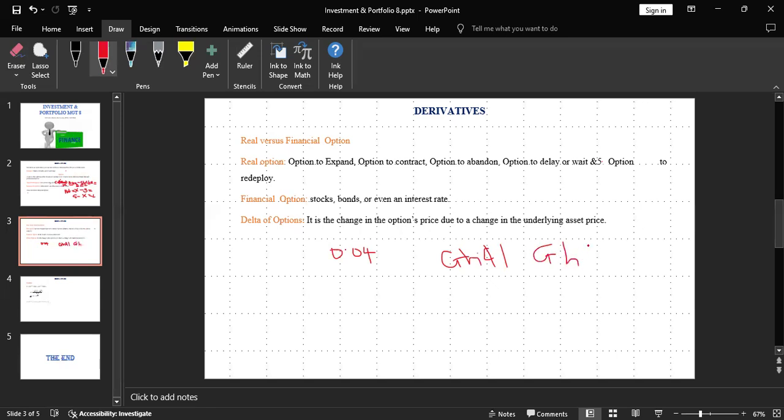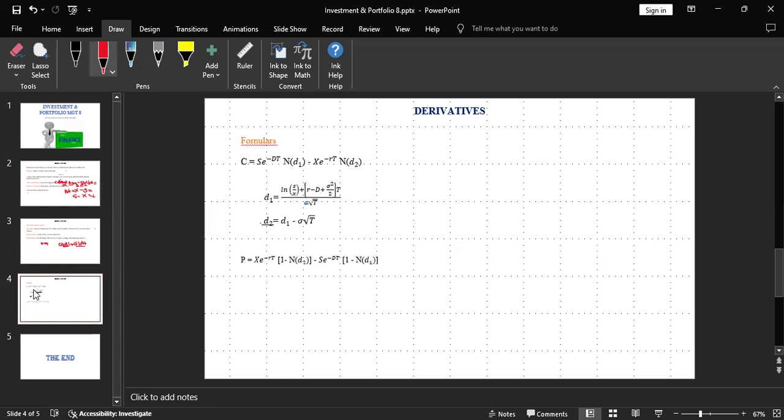So this is the underlying asset, the increase and how it's affecting the option price. Okay, so that is it. We are done with the theory, and these are some of the relevant formulas we'll be using.